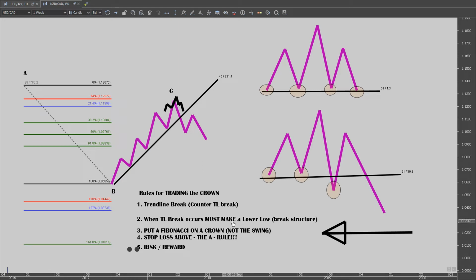So number one, trendline break or counter trendline break. When the trendline break occurs, must make a lower low, possibly break structure. Number three, put a Fibonacci on a crown, not the swing. Stop loss above the A rule and risk reward.